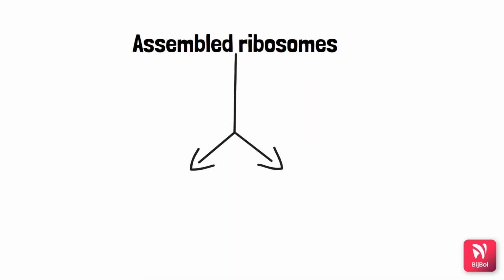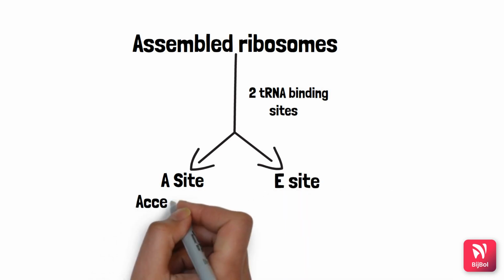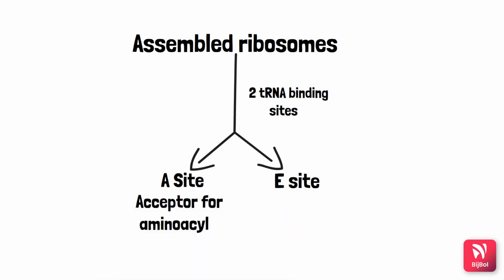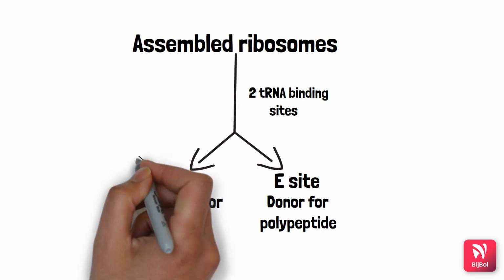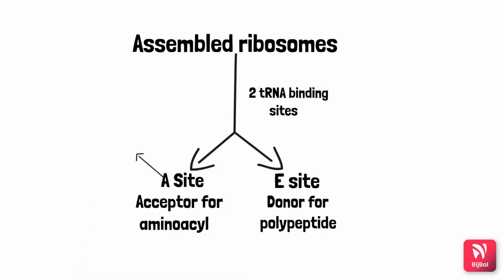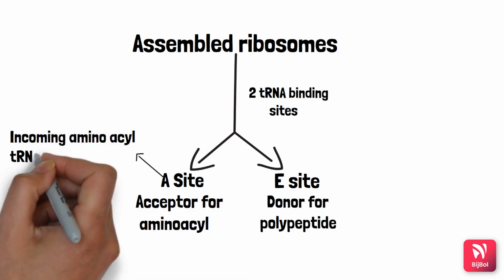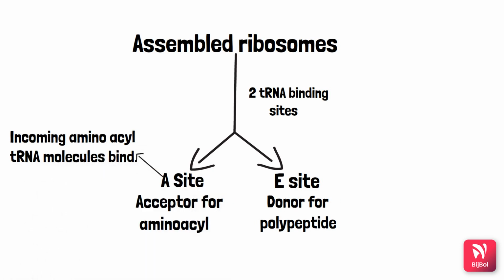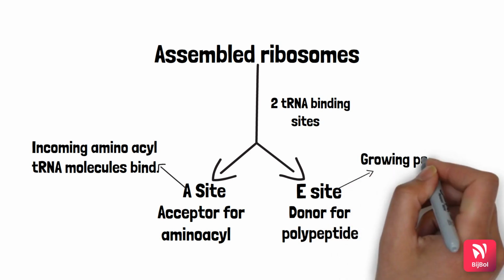So these assembled ribosomes have got two tRNA binding sites. They are the A site and also the E site. What is the A site here? It is the acceptor for the aminoacyl group, and the E site is a donor for the polypeptide chain. And what is this A site responsible for? To this A site, incoming aminoacyl tRNA molecules come and bind, whereas on the E site, we can see the growing polypeptide chain.